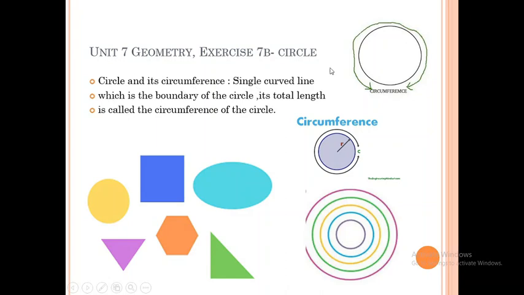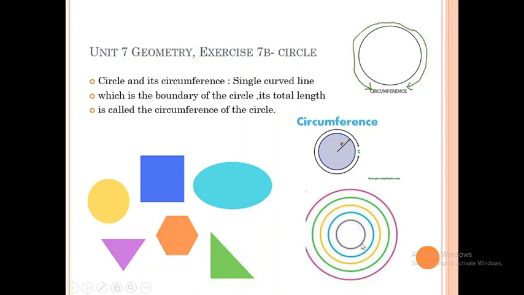That single curved line, see here, a single curved line which is the boundary of the circle, the total length of this boundary, this is called circumference. In higher classes, you will learn how to calculate the circumference of a circle. But see here, when the circle is small, the circumference is less. As you draw a bigger circle, its circumference will be more, because circumference means the total length of the boundary of the circle.